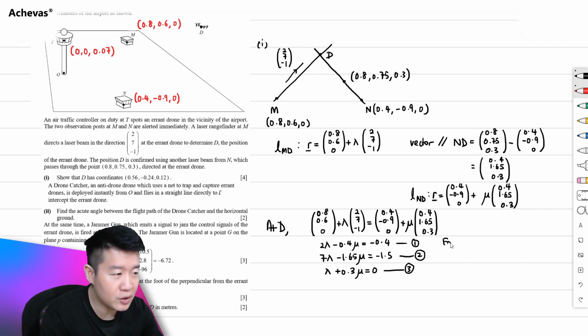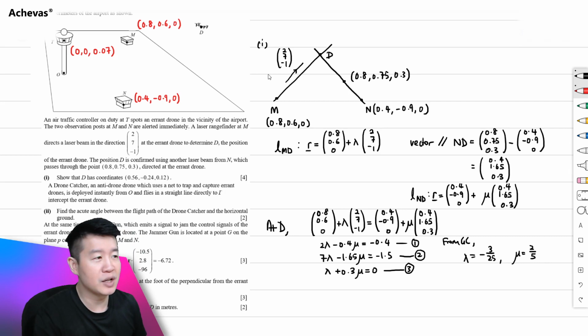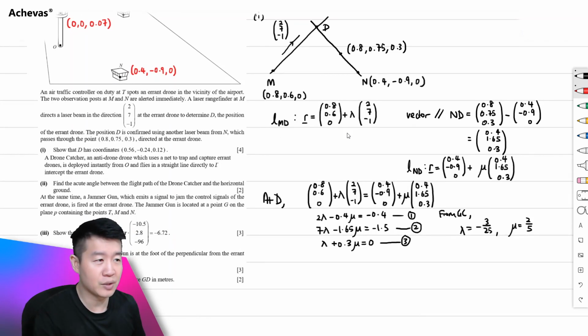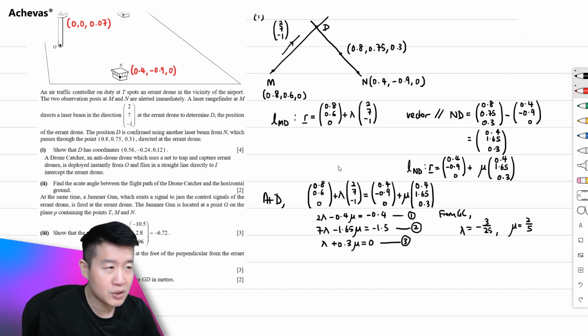And if I press all this into my graphing calculator, solving this as a linear system, we get lambda equal to, from my calculator, -3/25, and mu equal to 2/5. This should help us to solve for D if I substitute either lambda back into here or mu back into here. So from here, OD, let me use this.